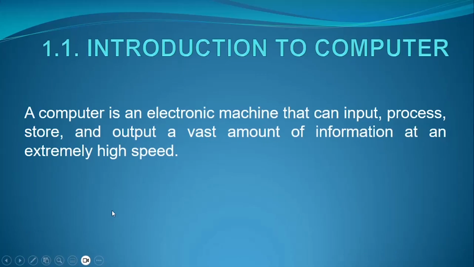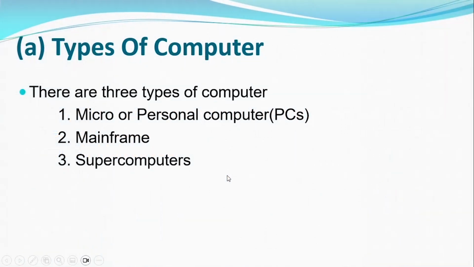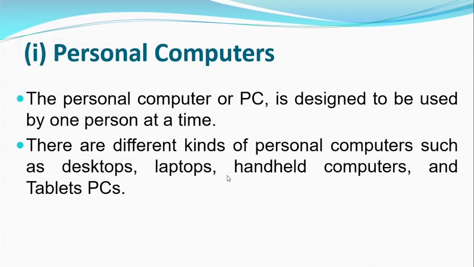A computer is an electronic machine that can input, process, store, and output a vast amount of information at an extremely high speed. A. Types of computer. There are three types of computer. 1. Micro or personal computers, PCs. 2. Mainframe. 3. Supercomputers.